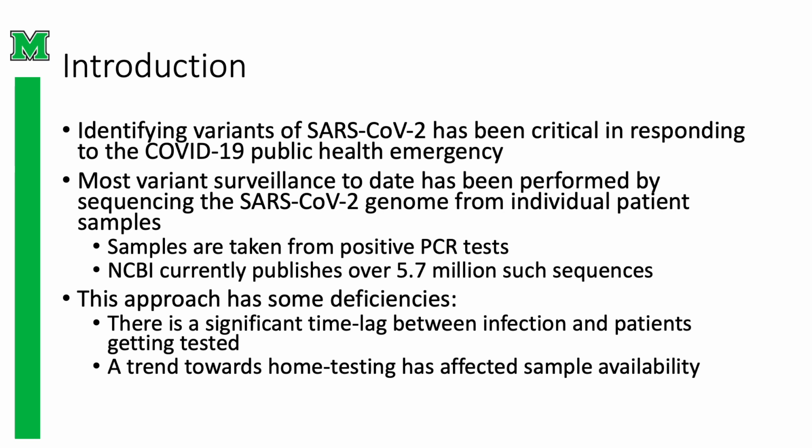Emergence of new variants has anticipated surges in case rates of COVID-19 and can inform public health response. To date, most variant detection has been performed by sequencing the SARS-CoV-2 genome from individual patient samples, typically taken from positive PCR tests. This has enabled publication of over 5.7 million sequences in databases such as the NCBI's GenBank and in GISAID. This approach, however, has some deficiencies.